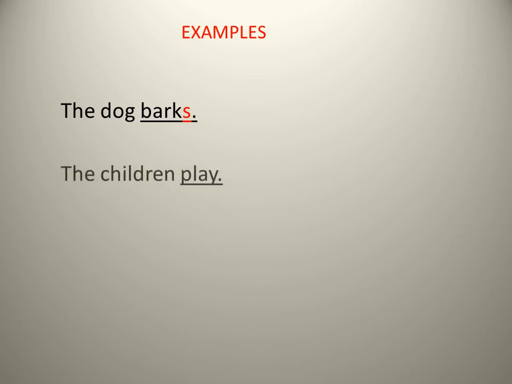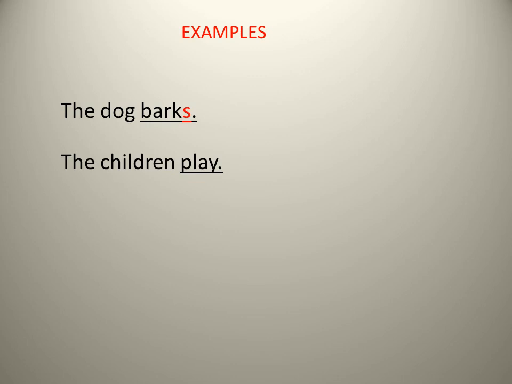Children, let's see some examples of simple present tense. The dog barks. Now the noun is singular, so I have added S with the verb barks. The children play. Now I'm talking about more than one child, so with the verb we will not add S or ES with play, so we will use the original form of the verb.